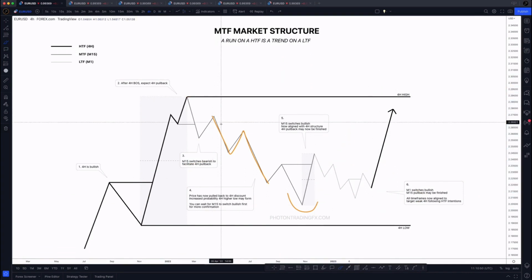Okay, so if you're following that bearish M15 trend, you could be shorting, you could be holding your trade. As we come down into that 4-hour discount, you have to start thinking, okay, at any minute now, the M15 may switch bullish, okay?